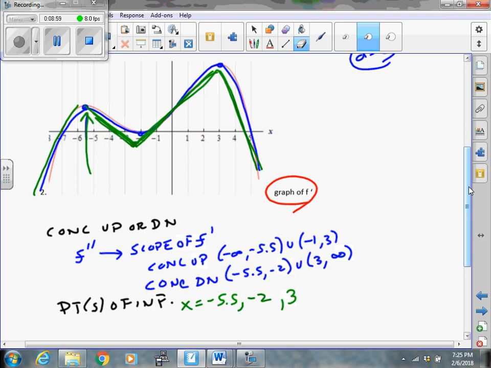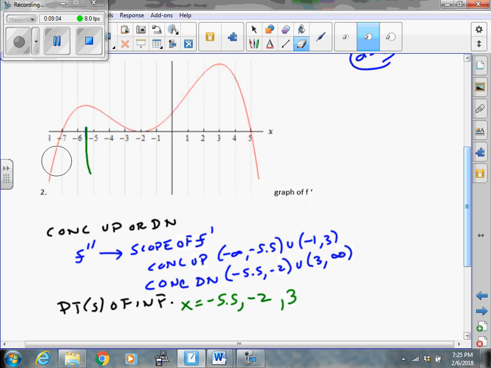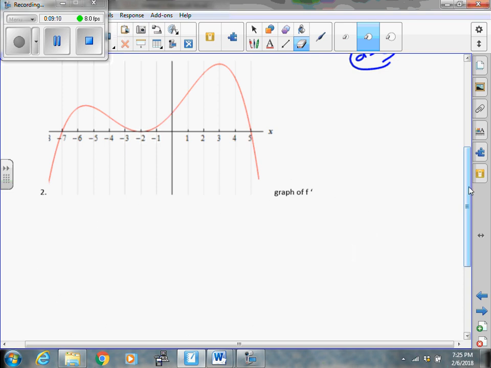Warning for you. I'm going to erase all this. I'm going to ask you the same question, but I'm going to provide you with different information. What if, instead of giving you the graph of the function, I say this is the double derivative graph? Now I'm going to ask for points of inflection. And remember, this is now the double derivative.